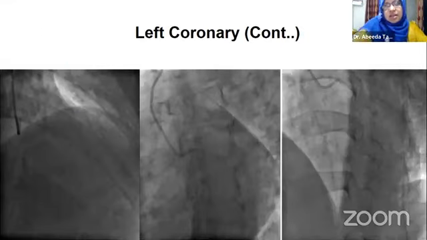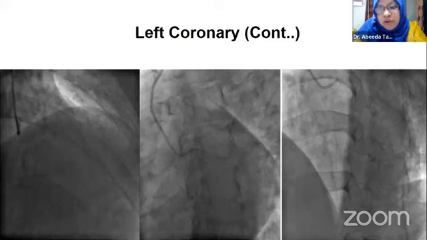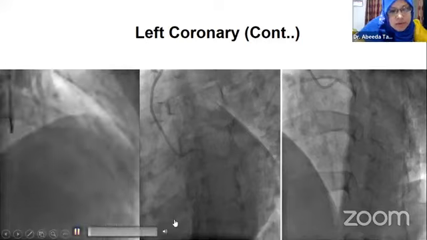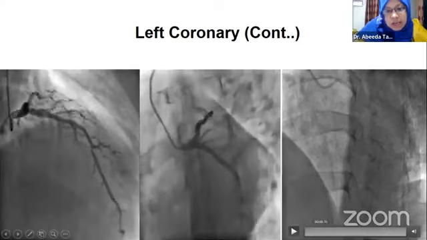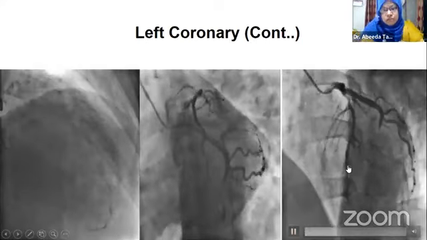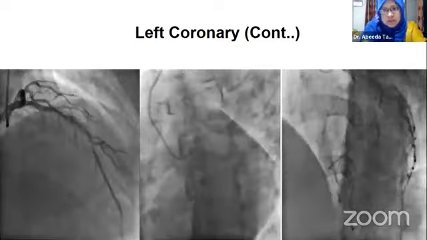So this is the second case. Although the criteria go more in favor of RCA, we have to look at the other leads as well. If there is posterior extension, the most likely culprit artery is the left circumflex rather than the right coronary artery.